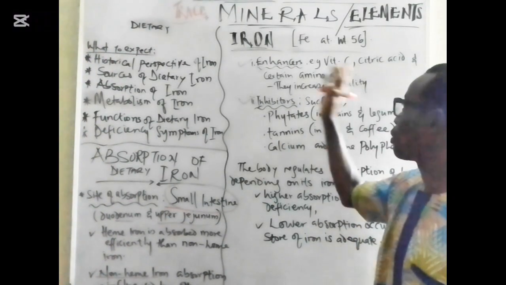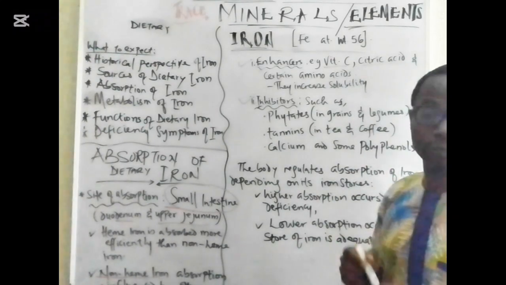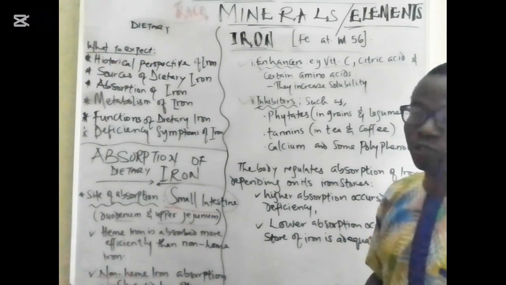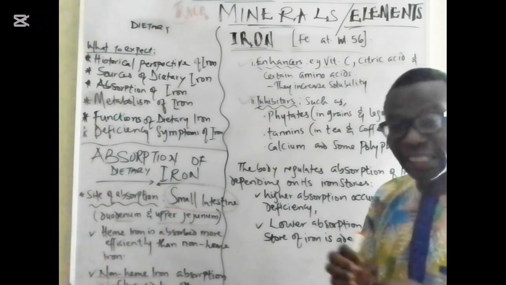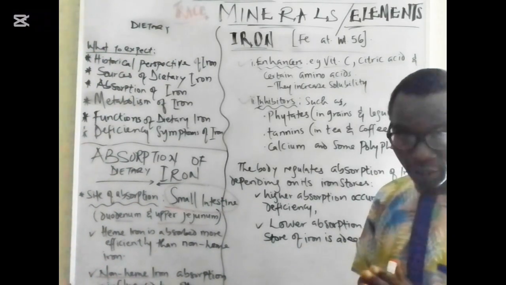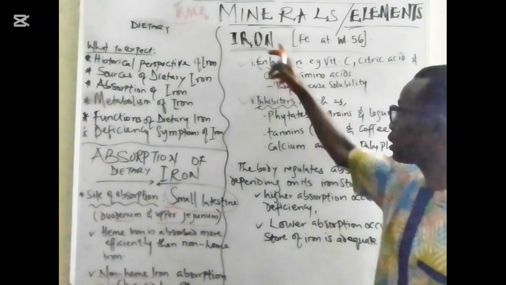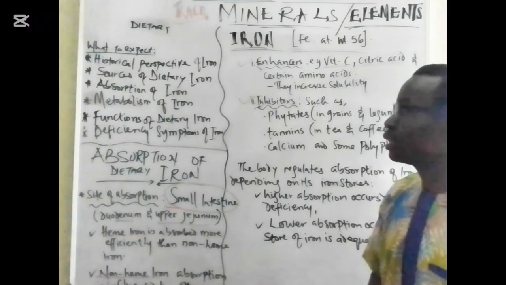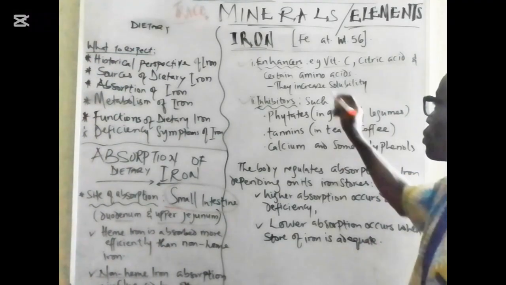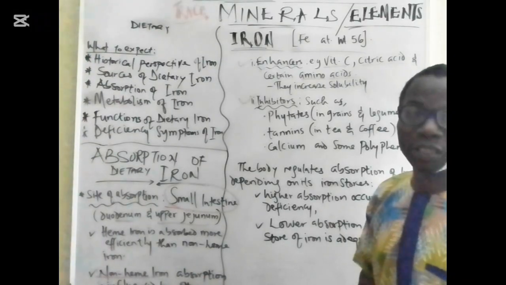Now, for the enhancers, you have vitamin C and citric acid. Vitamin C helps, just like vitamin D is very good for the absorption of calcium. In the absorption of iron, vitamin C plays a vital and crucial role. Also certain amino acids, what they do is that they increase solubility.